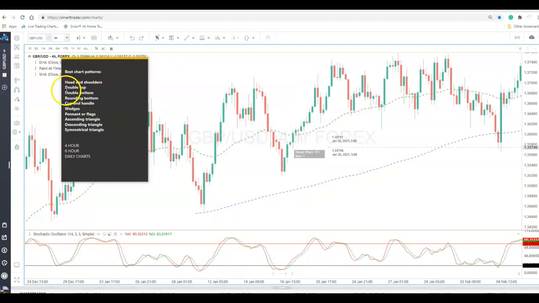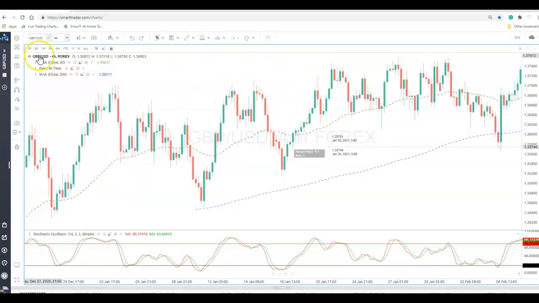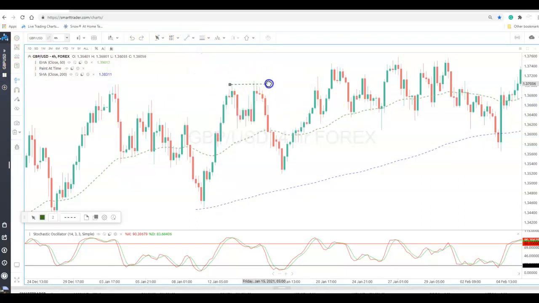The next chart pattern is called a double top. And we see one here on the same pair, pound USD. So the way we trade a double top is, there's our double top. Price needs to break below the bottom to confirm the double top.